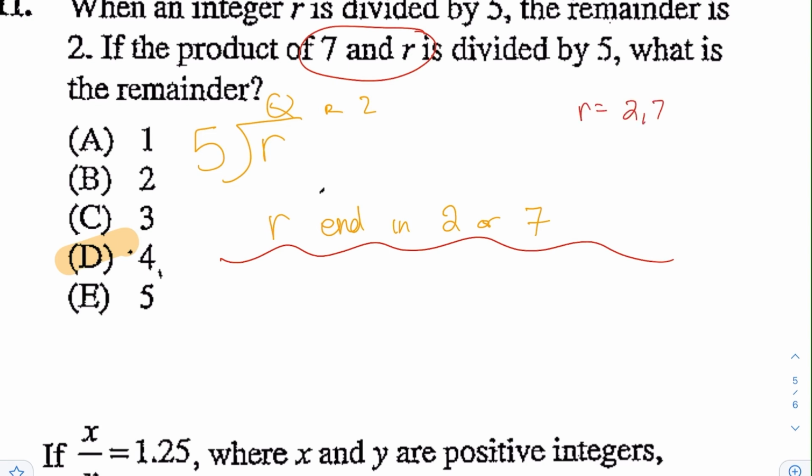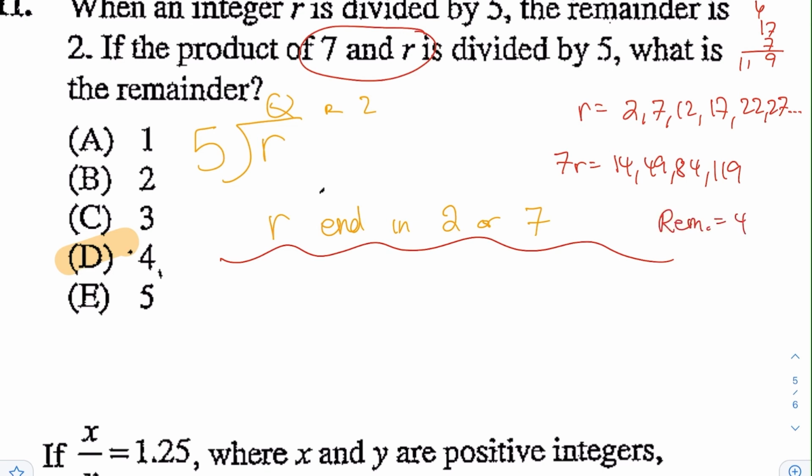R could be 2, 7, 12, 17, 22, 27, etc. Now, if you multiply 7 by all of these numbers, that'll be 14, 49, 84, and 17 times 7 will end in 9 again. It's 119. Either way, you see a pattern here. If you do 7r divided by 5, you will always get a remainder equal to 4. If you take all those numbers divided by 5, it's always 4, 9, then 4, then 9, 4, then 9. So the answer is choice D.